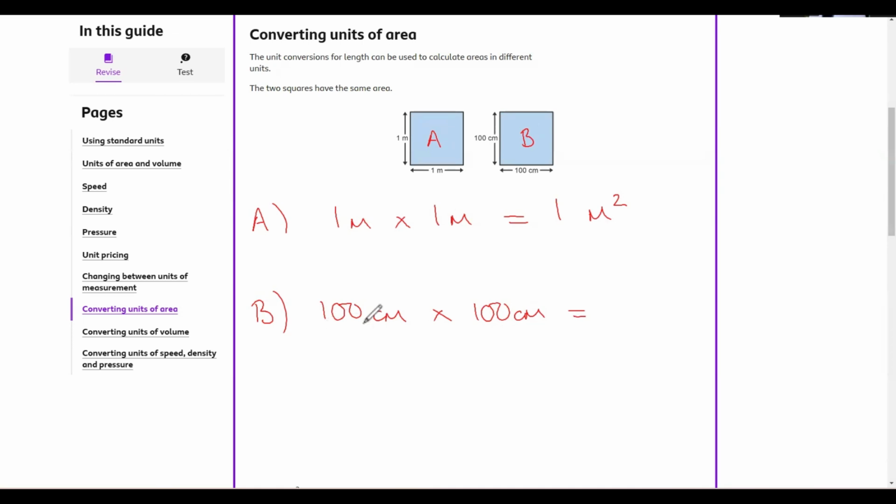Now this time you've got 100 times 100. So you can do it by doing 1 times 1, which is just 1, and then you've got 4 zeros. So what happens here is you've now got centimeters times centimeters, so you've got centimeters squared. And because we said at the beginning that these two squares have the same area, we can actually now say that 1 square meter is equal to 10,000 square centimeters.